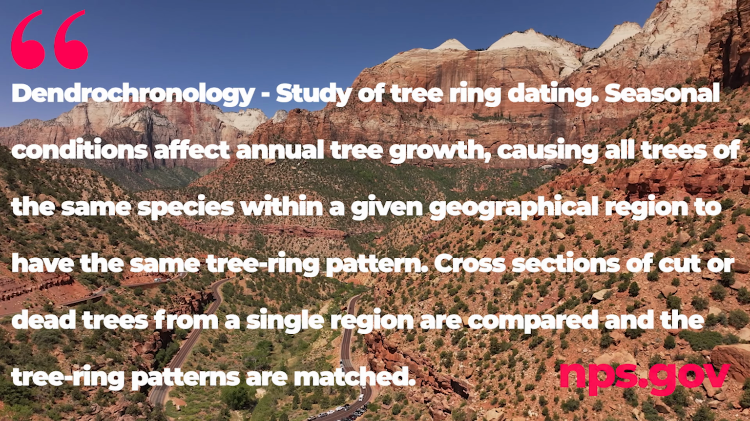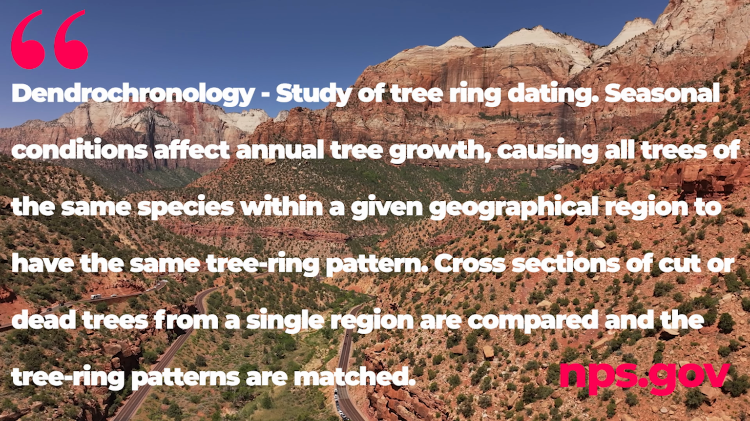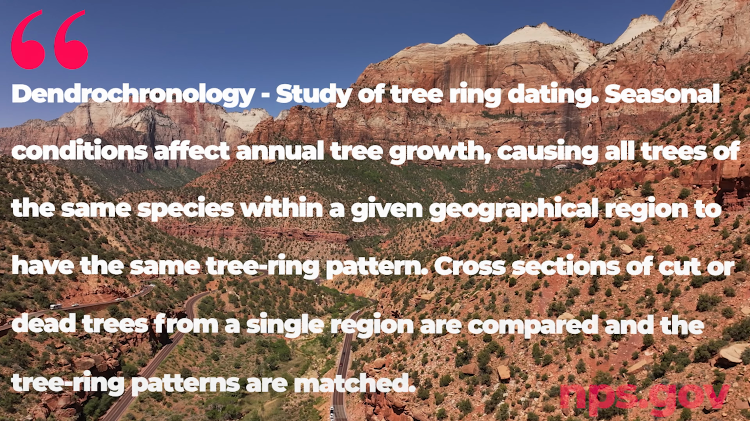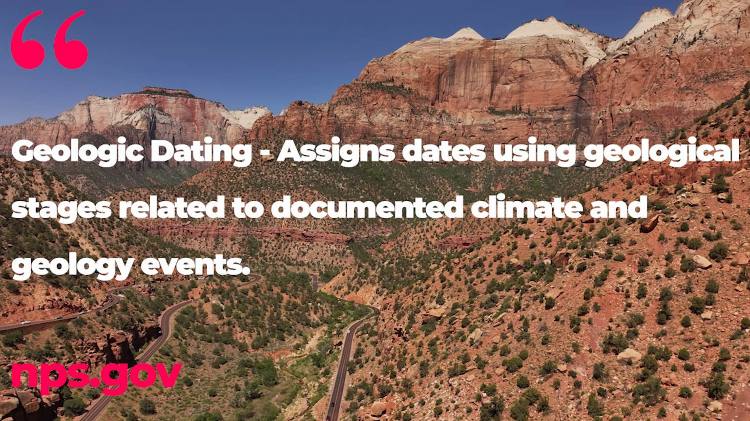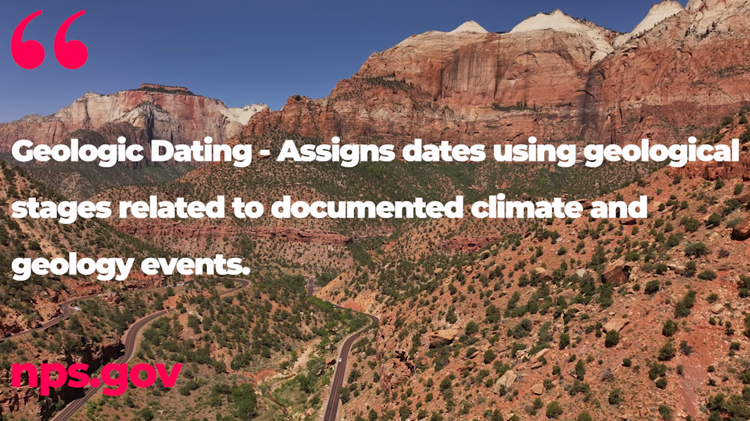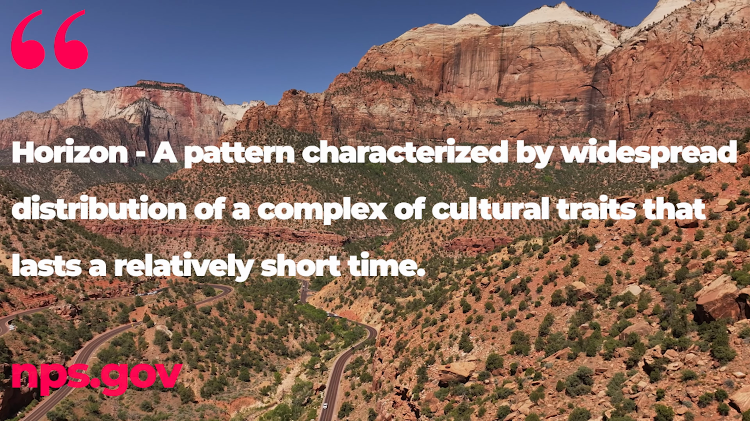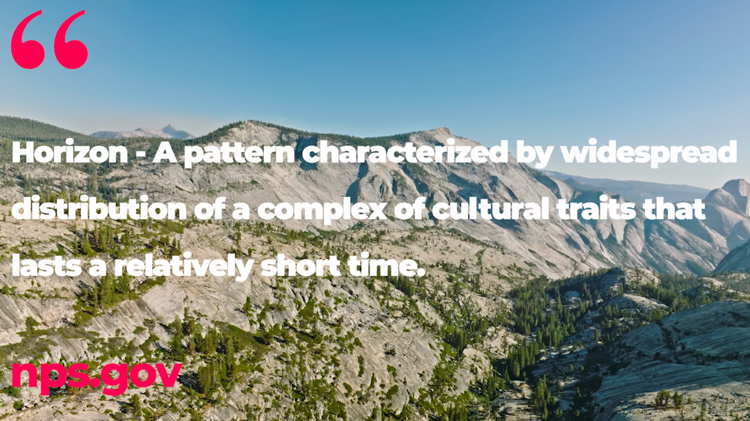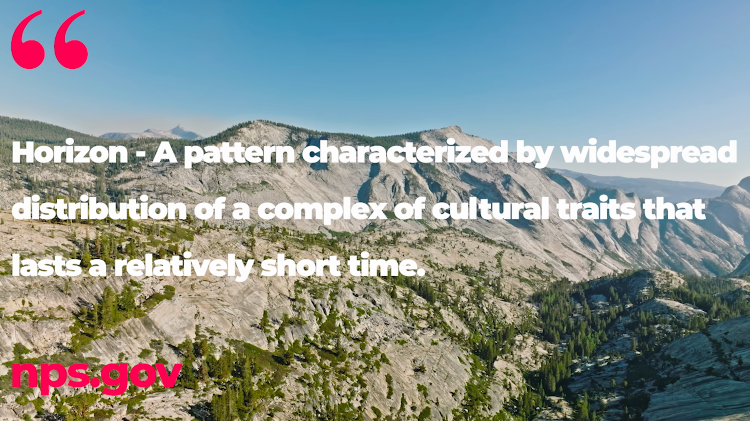There's dendrochronology, which looks at tree rings and determines a specific date. There's geological dating, which uses documented geological events to assign a date to a geological stage. There's horizon, which examines a set of artifacts based on similarity in cultural traits that appear within a given time period.